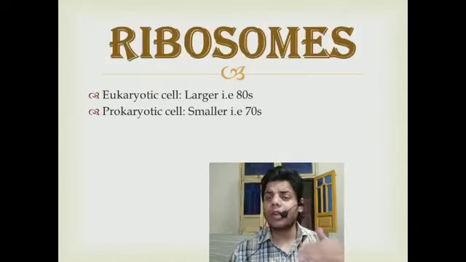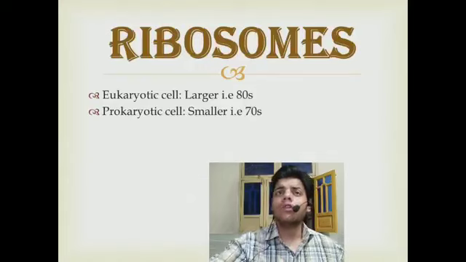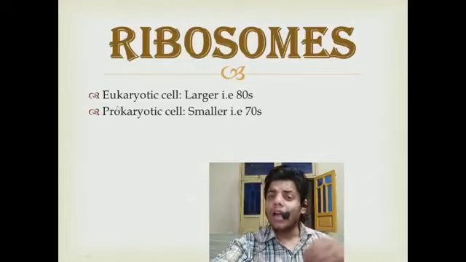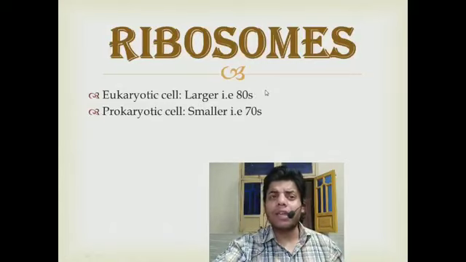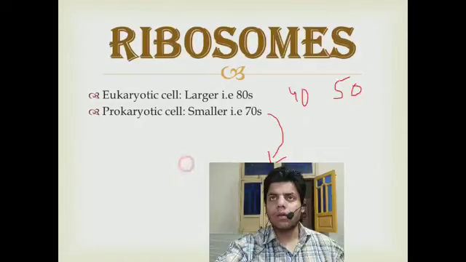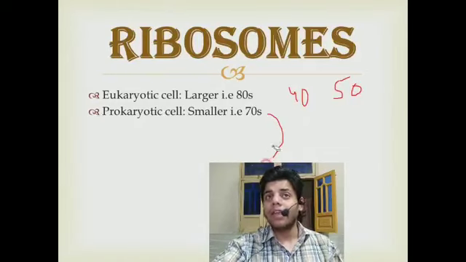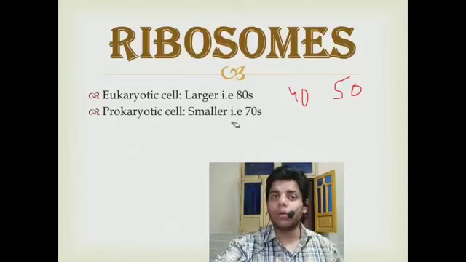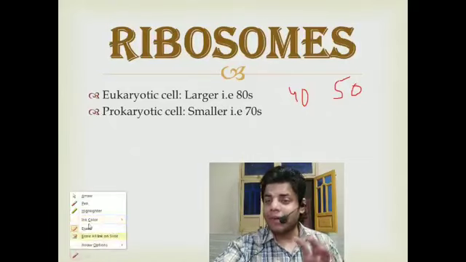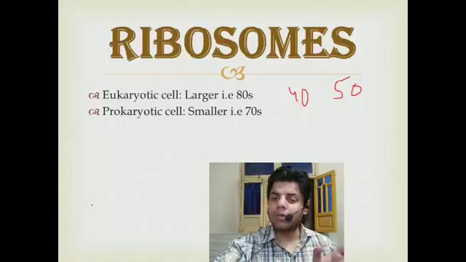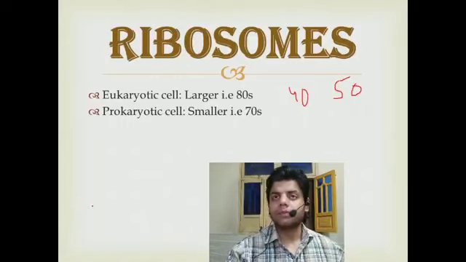Now let's talk about the ribosomes of the prokaryotic and eukaryotic cells. Eukaryotic cells usually have larger ribosomes, meaning 80S. What does it mean? It means that it is made up of 40S and 60S ribosomal subunits. On the other hand, if we talk about the prokaryotic cell, the prokaryotic cells have 70S ribosomes, meaning it is made up of 30S and 50S subunits.